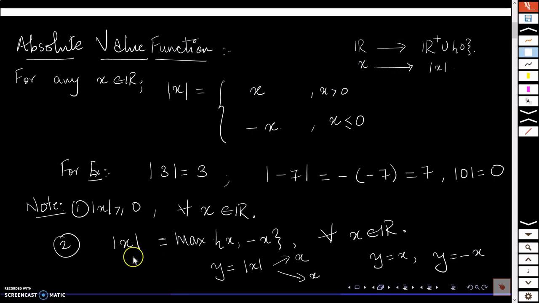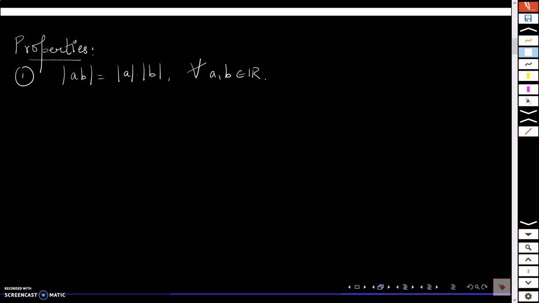So this definition is justified, that mod x, I can also interpret that as maximum of x and minus x for each real number x. All right. Next, we look at some properties of the absolute value function. So let's start with the properties.